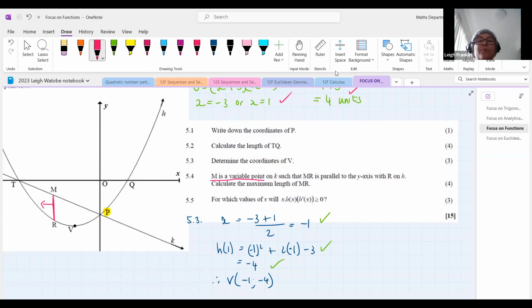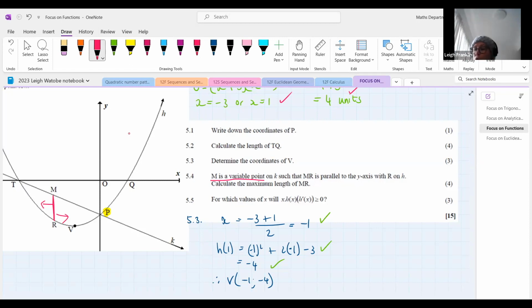MR is going to shorten, exactly. It's going to get smaller and smaller and smaller. When I get to T, MR, the distance between M and R, is going to be 0, because M and R will be on top of one another at T. So as I move away from T, MR gets longer and longer until it gets to a point where it's the longest it can be. And then as I start to go towards P, what's going to happen to the length of MR again? Again, it's going to get shorter.